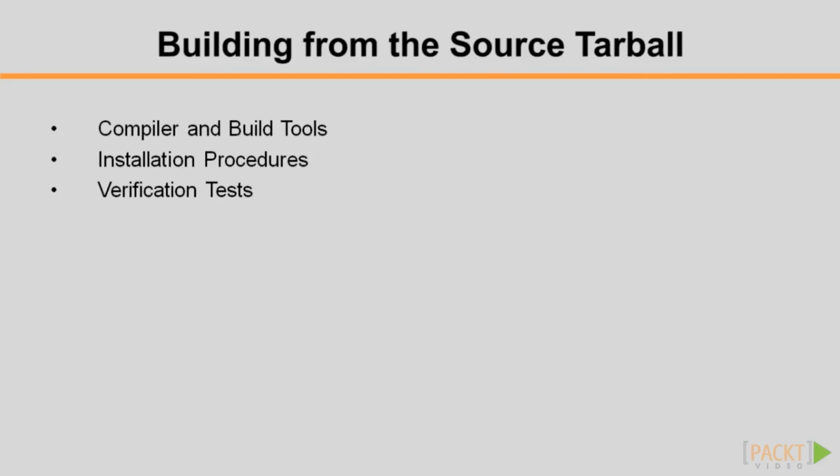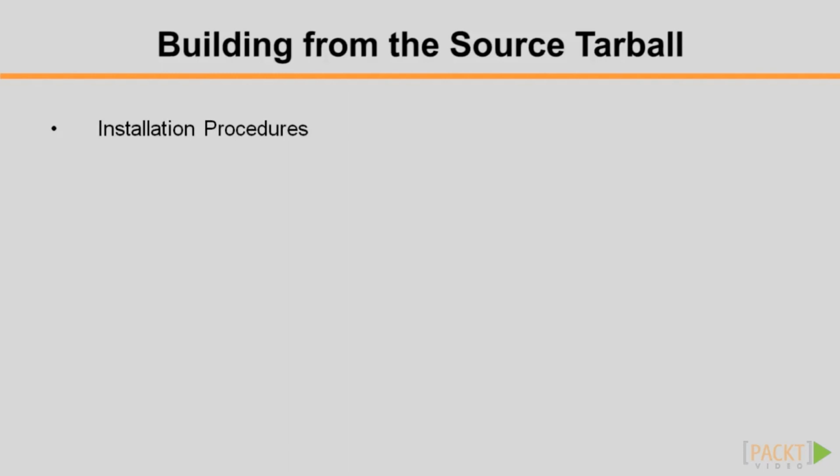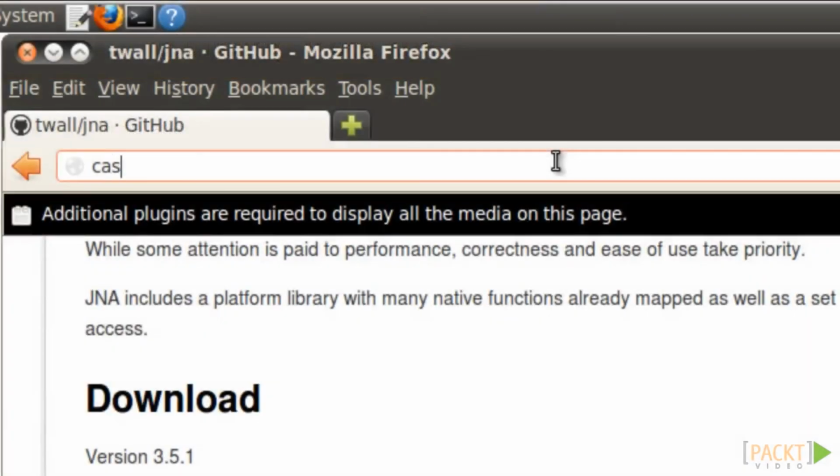If you want to taste the development version, please follow the instructions on the official website. The source tarball includes an Ant build script, and so we need Apache Ant to manage the compilation and build process. As Cassandra is written in Java, we need a Java compiler. First, go get the source tarball. Open Firefox, go to cassandra.apache.org/download.